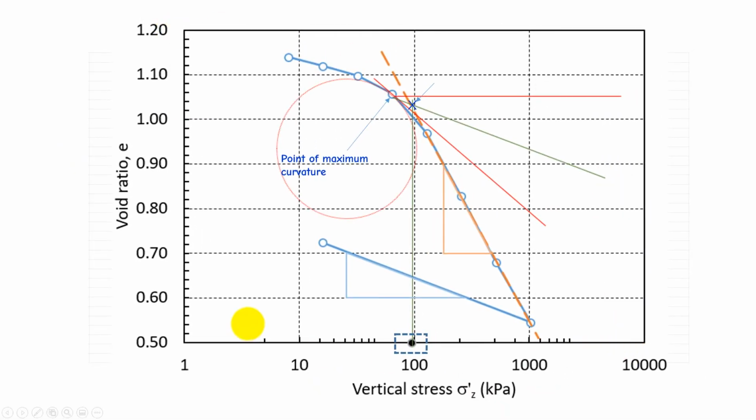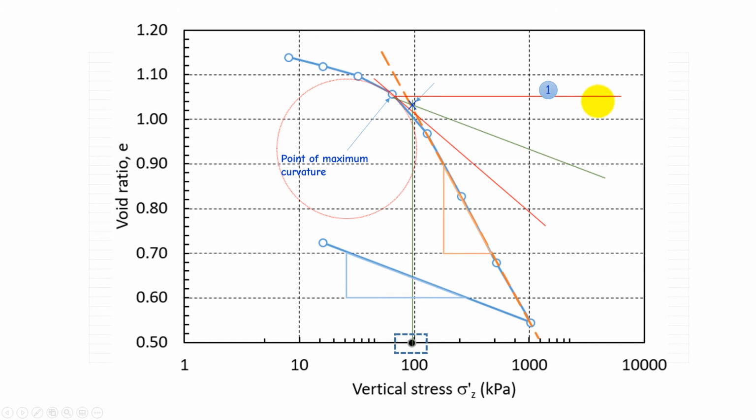Now we use the e log P curve to get the pre-consolidation pressure and also the compression index and the swelling index. Here, first, we pick the point of maximum curvature. So this circle here is basically an imaginary one. You try to imagine the smallest circle that can pass through this point. And from here we can move forward.